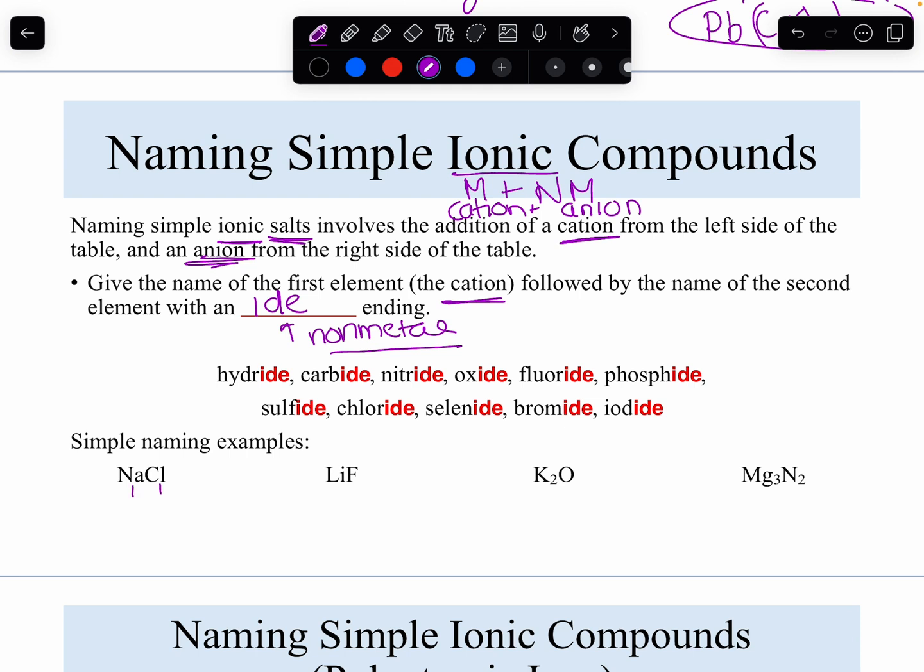So we see the Na and we see the Cl. So the first thing, this is the cation, this is the anion. So we're going to name this sodium. And then this is the anion, we're going to name it chloride. Okay, so that ide ending. So sodium, you name the metal, you don't change anything. You name the non-metal and you change the ending to "ide." Okay, so why don't you go ahead and pause this and hopefully you can do the rest of those.